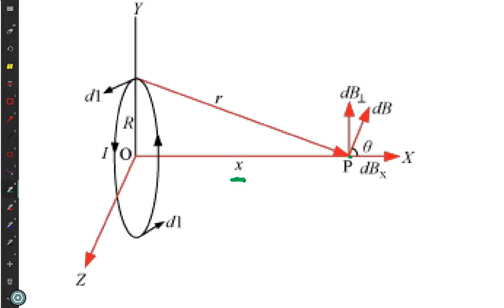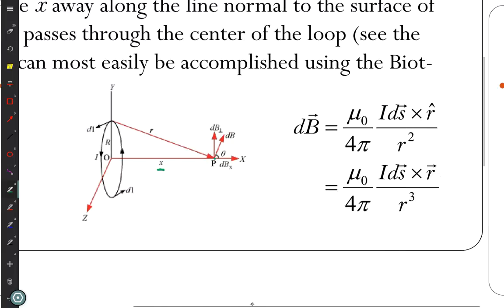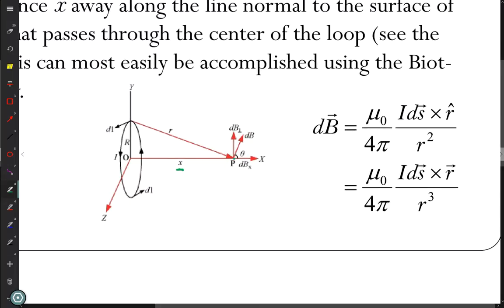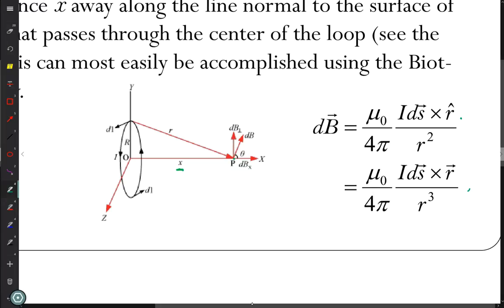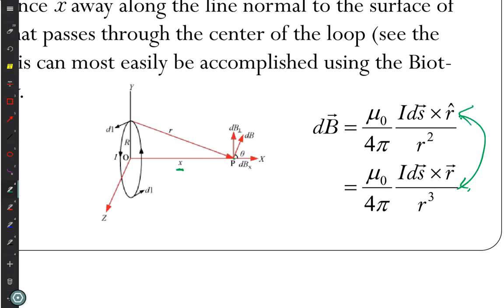So I take this arrangement, and the first thing I need to do is look at my equation. dB is mu naught I ds vector cross r hat over 4 pi r squared. Which one do I want to use? What's the difference between these two versions of the equation? Yeah, one has a unit vector on top and r squared on bottom. One has a vector on top and r cubed on bottom. Because the definition of the unit vector is r vector divided by r magnitude. So they're exactly equivalent. Just depends on what you're more comfortable with.